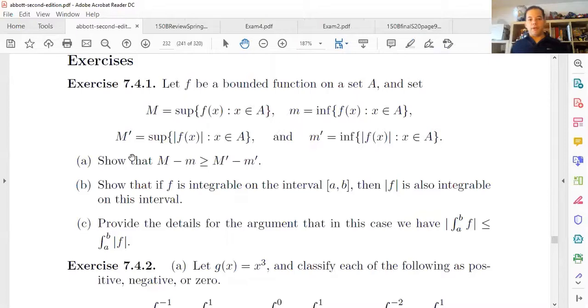So we proved part A: capital M minus little m is bigger than capital M prime minus little m prime. Now it says show that if f is integrable, then the absolute value of f is also integrable. So let's try to see what would be the definition. How do we check that f is integrable? If we just wanted to do it from scratch, how would we do it? So now this is for part B.